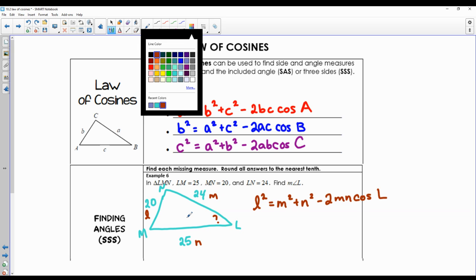All right, so let's go ahead and throw things in. Little l here was 20, so we've got 20 squared is equal to little m, which is 24 squared, plus little n, which is 25 squared, minus 2 times 24 times 25 times the cosine of L.